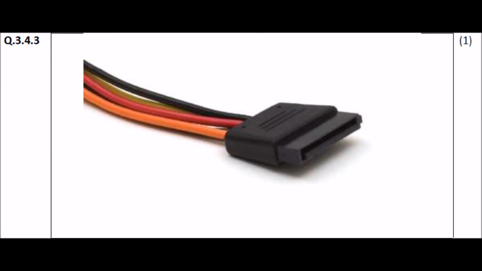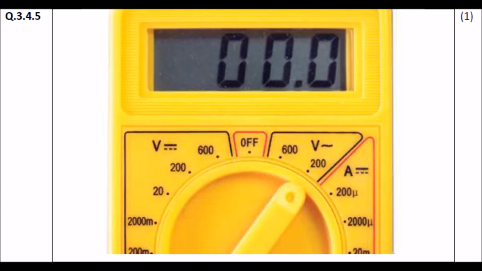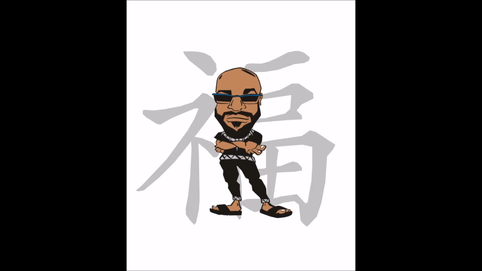3.4.3 now is going to be your SATA power connector. Normally this is a 15 pin connection, and then the penultimate one is 3.4.4, which is your PCIe power connector, 6-pin connector. So that's PCI Express, and then the last one is going to be your digital multimeter, which is 3.4.5. So that's your paper, the 60 marks associated with that specific assessment.